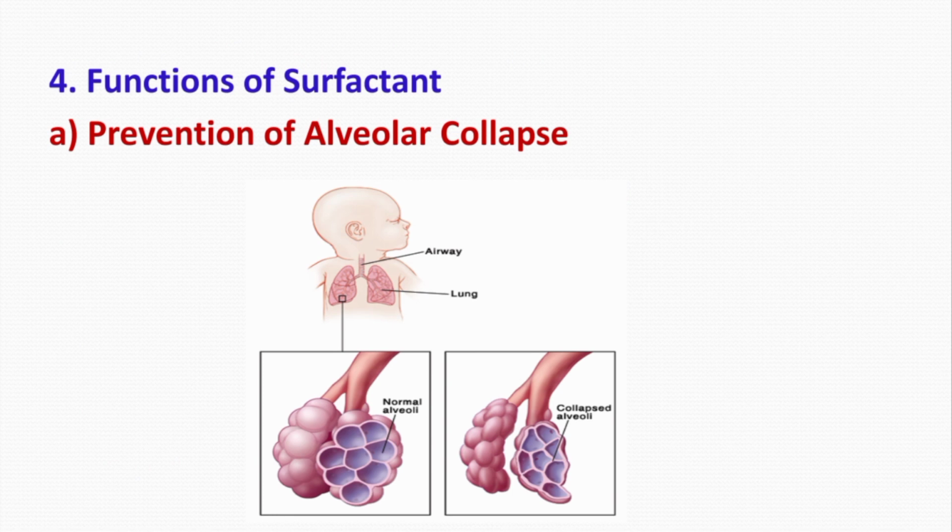Now let us discuss the functions of surfactant. The number one function of surfactant is prevention of alveolar collapse. Actually, by decreasing the surface tension, especially during expiration, the surfactant prevents collapse of alveoli. In this way, we can say that surfactant stabilizes the alveoli.